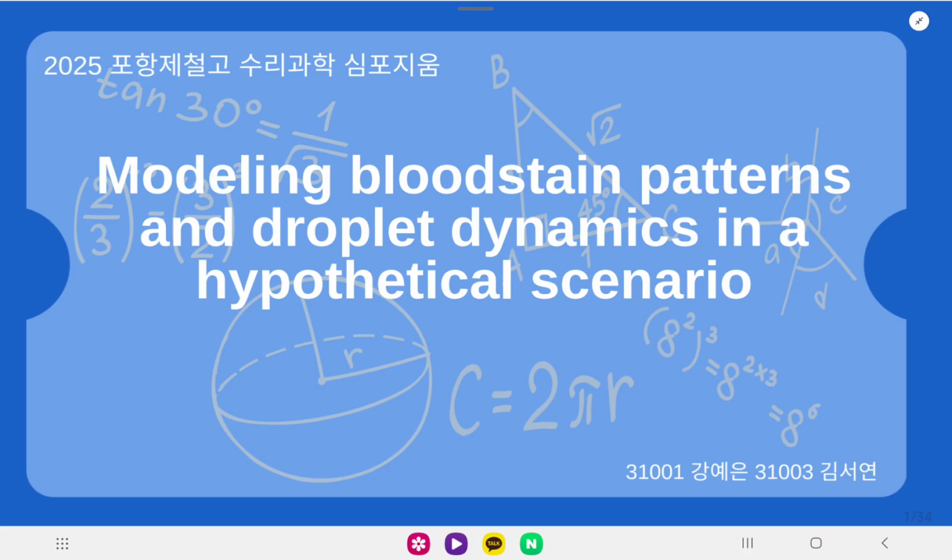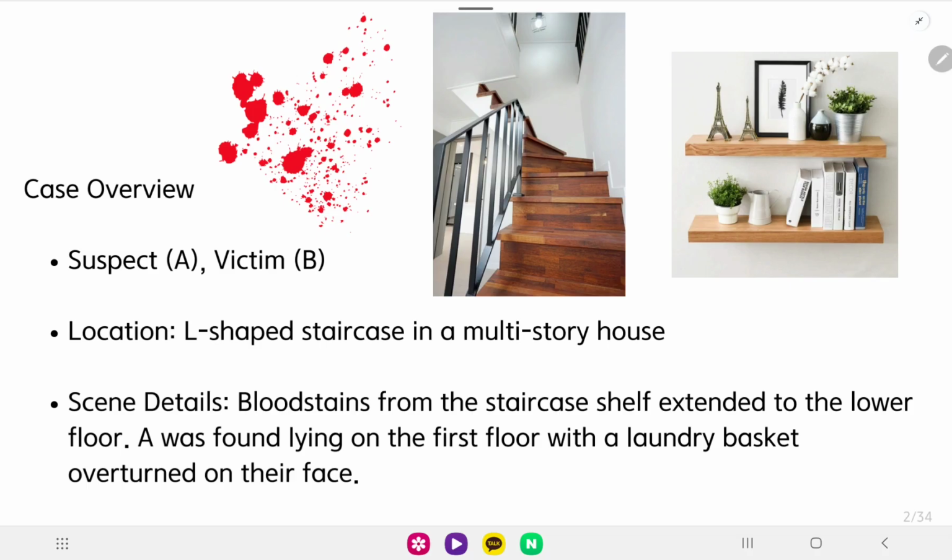Today we are going to present our research on building a bloodstain pattern analysis and blood droplet behavior prediction model based on a hypothetical crime scenario. This study assumes a case where the victim B was found dead after allegedly sleeping on the stairs. The suspect A claims that B was carrying a laundry basket when he slipped on the wet stairs and hit his head on a wall-mounted shelf.